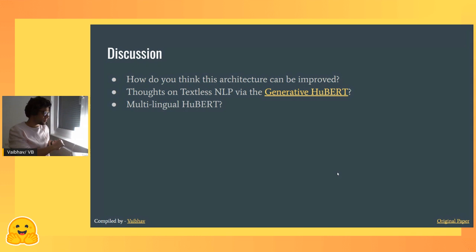Nice. Maybe we use the last 9 minutes to see if anyone else has any other discussion points or questions they want to discuss. Otherwise, we can call it a day.